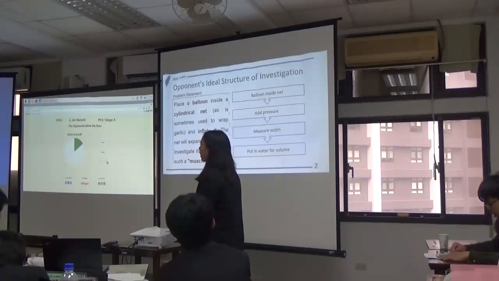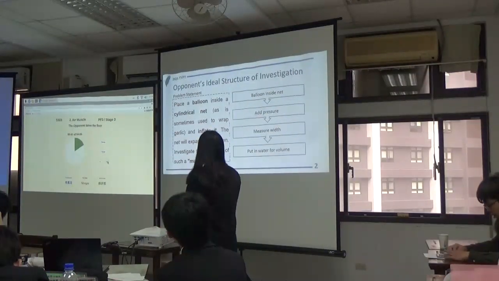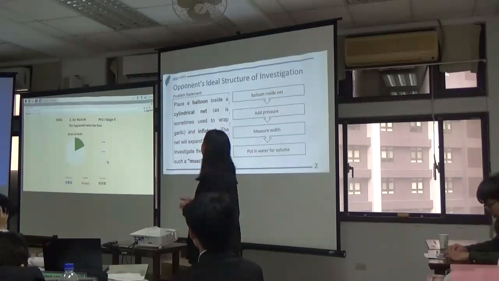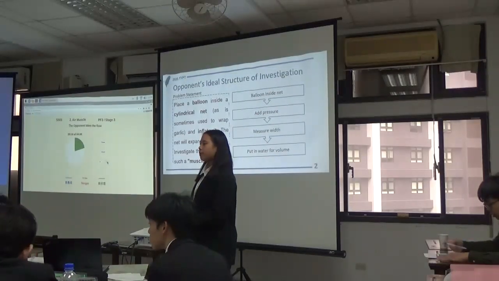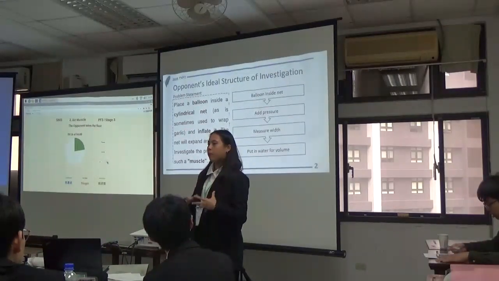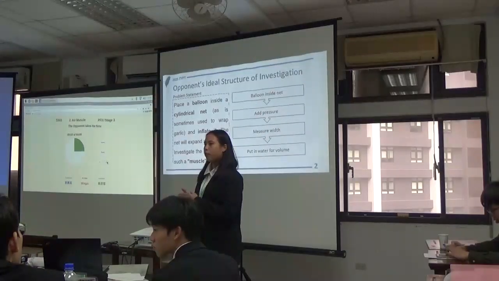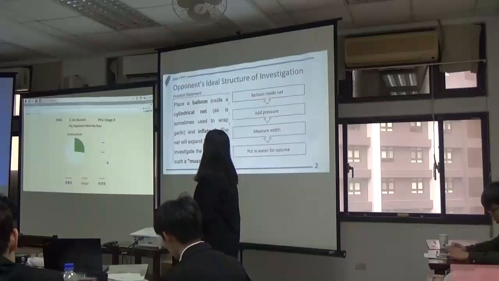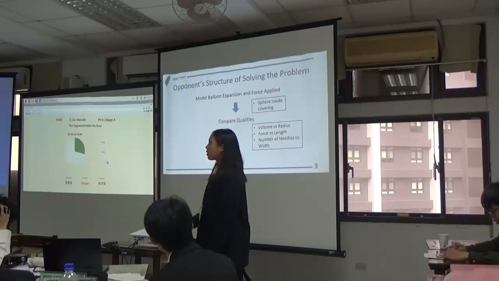So the ideal structure of the investigation is first to put the balloon inside a net. Then you add pressure using a syringe, similar to what the reporter did, and then measure the change in the balloon's width with respect to the pressure added. Then after that, put it in water and do the same thing. This time, measure the displacement of the water to get the volume inside the balloon that you added into the system. So this is the opponent's structure of solving the problem.